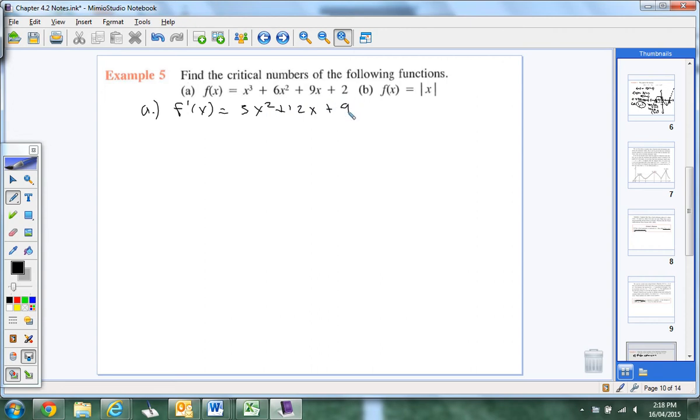I want to set that equal to 0. And I also want to factor, or try to get this simpler so I can see what makes it 0. So I'm going to pull a 3 out. That's now factorable. So my critical numbers for this example, that's all it's asking for right now, are -3 and -1. Those are my critical numbers for part A.